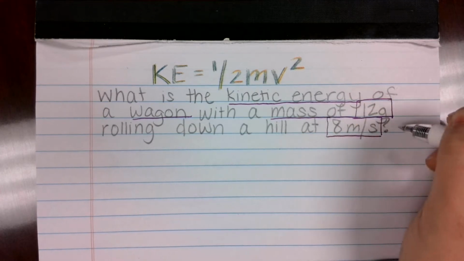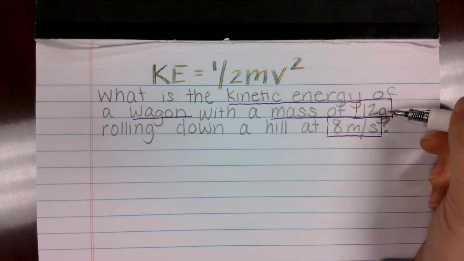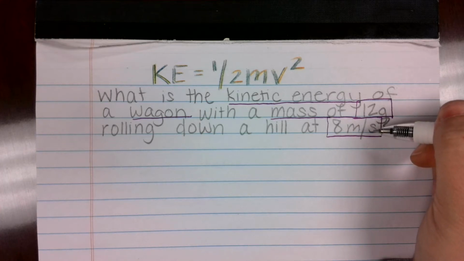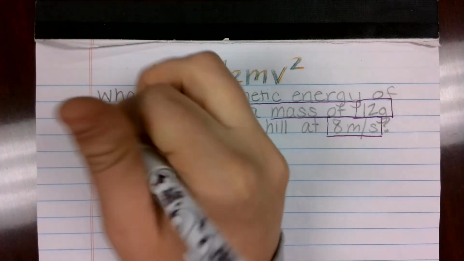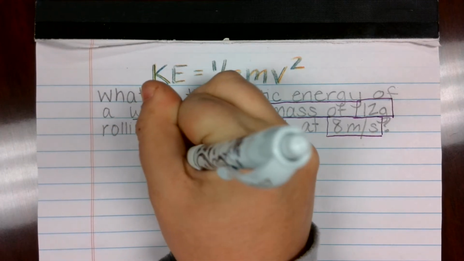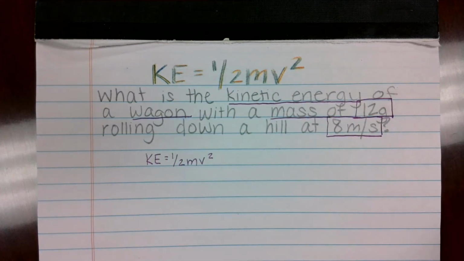So I need to take a look at my units. I know that mass is measured in grams. I know that meters per second has to do with velocity. So I'm going to go ahead and plug into my formula the elements that I have to solve my problem.